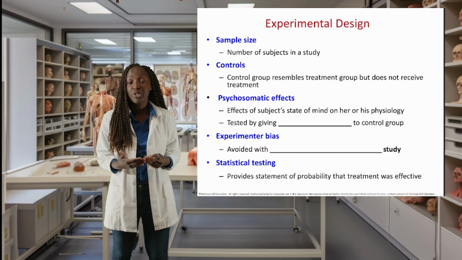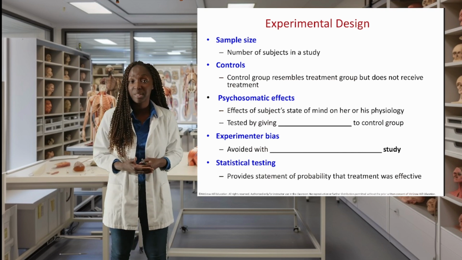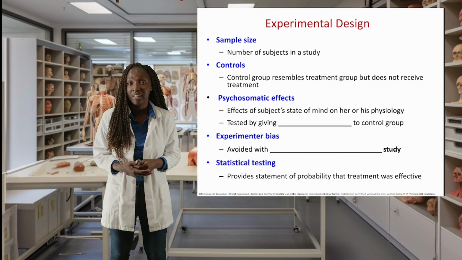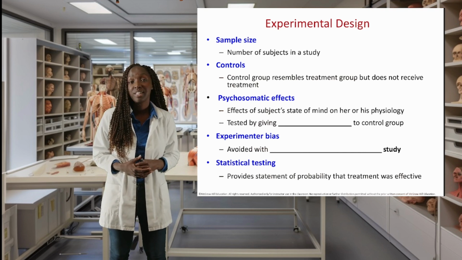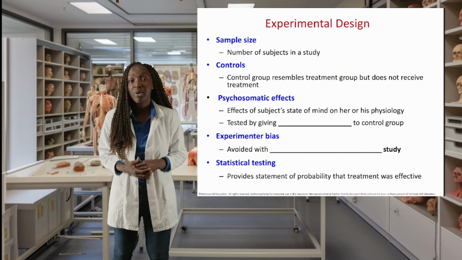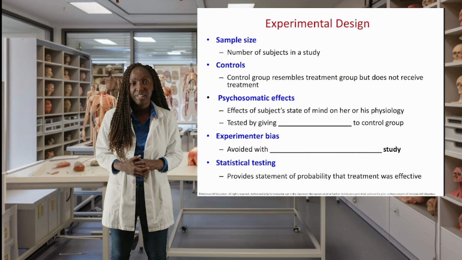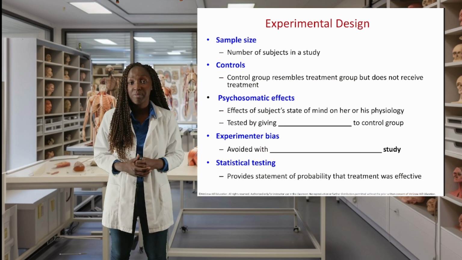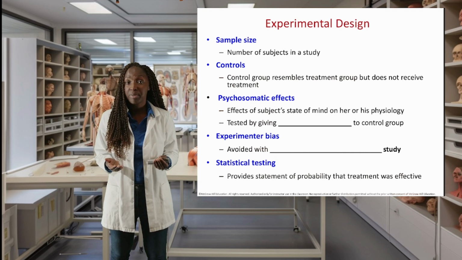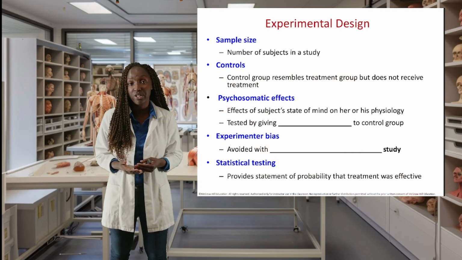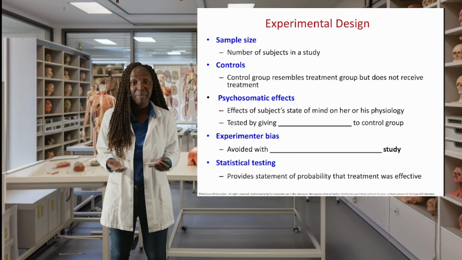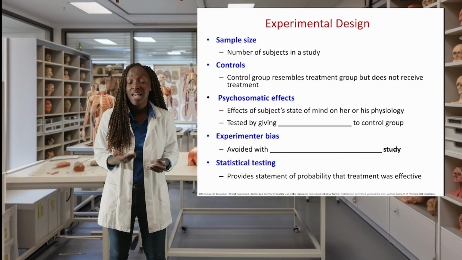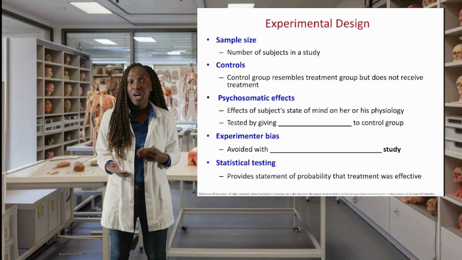Now, when we're moving into the research phase, we need to look at our experimental design. And there are a couple of factors that we need to keep in mind. First and foremost will be our sample size. That's going to be the number of subjects in our study. If I'm doing research on human behavior and I only choose 2 subjects to study, will I be able to make generalizations about the human population? Absolutely not.